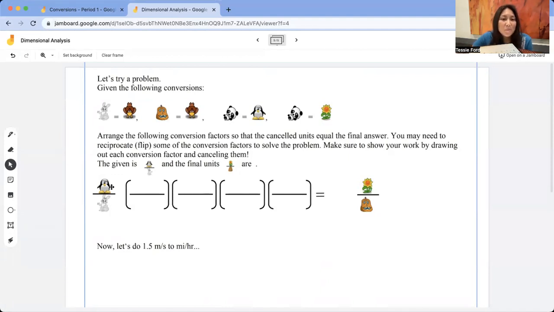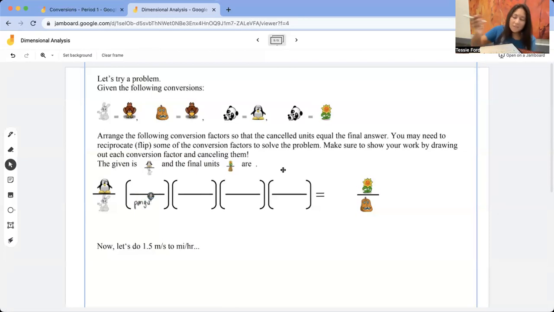So we don't want penguins. So let's get rid of the penguins first. We want penguins to turn into sunflowers. Okay, so end goal is sunflowers. But can penguins go directly into sunflowers? No, they got to go into pandas first. And then so pandas can go into penguins. So I'm going to do that. Instead of penguins, to cancel penguins, since penguins on the top, where do we put penguins? Bottom.